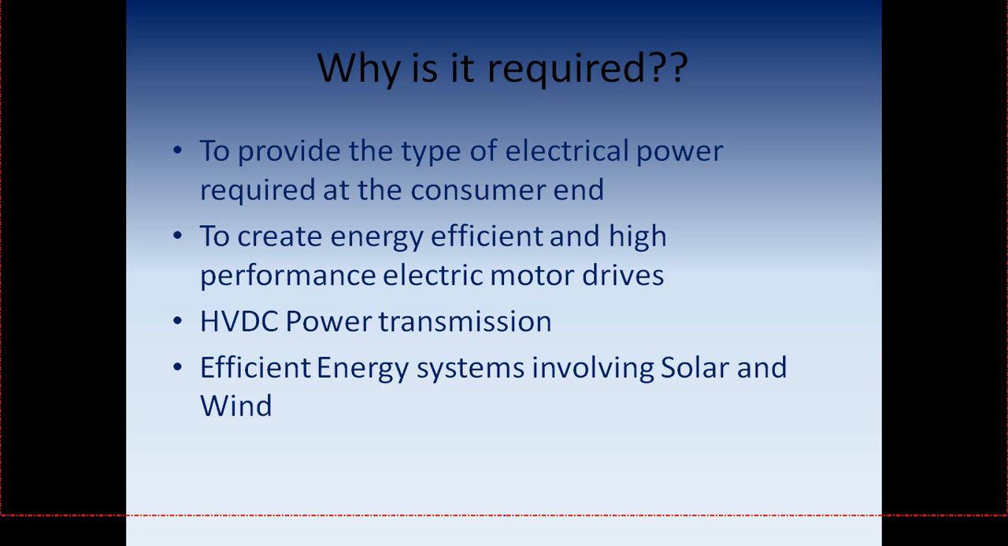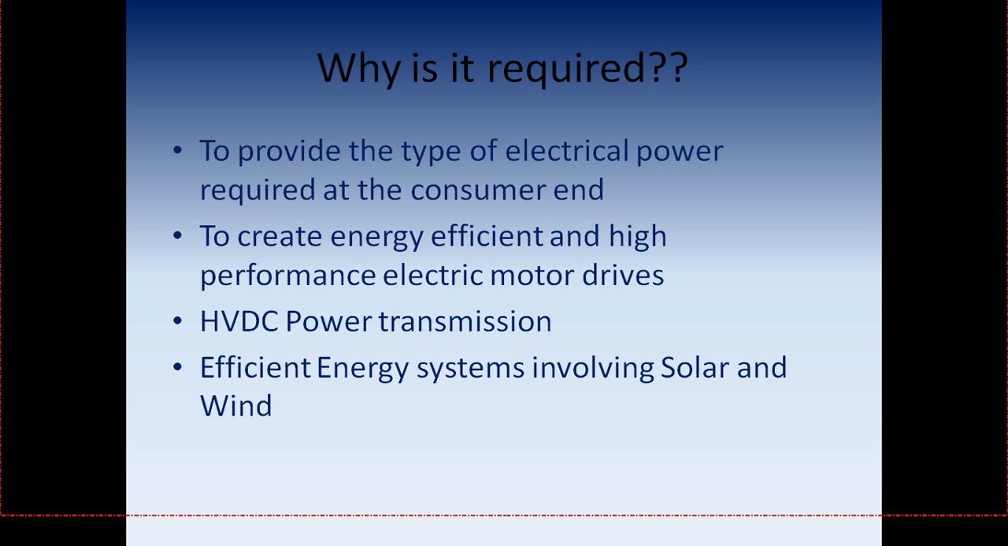Then there is HVDC power transmission. HVDC power transmission has 2 converter stations at both the ends, and one acts as a rectifier, converting AC into DC. The DC power flows over the power transmission system, and then at the other end, the converter converts the DC power into AC power. It has a lot of advantages over the AC power system when considered for long range power transmission.